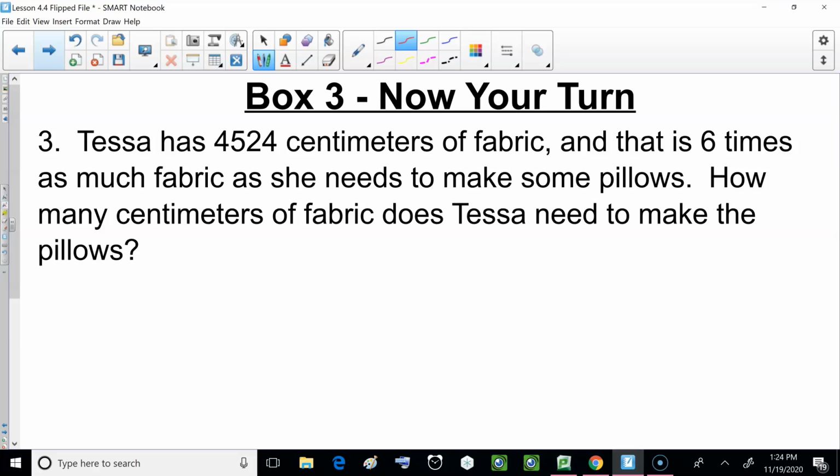And last but not least, Tessa has 4,524 centimeters of fabric, and that is 6 times as much fabric as she needs to make some pillows. How many centimeters of fabric does Tessa need to make the pillow? So you can pause the video right now and see if you can solve that one as well.